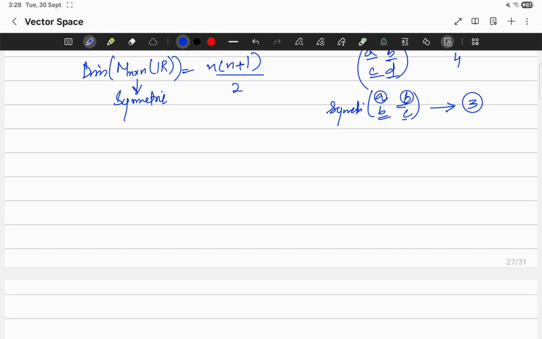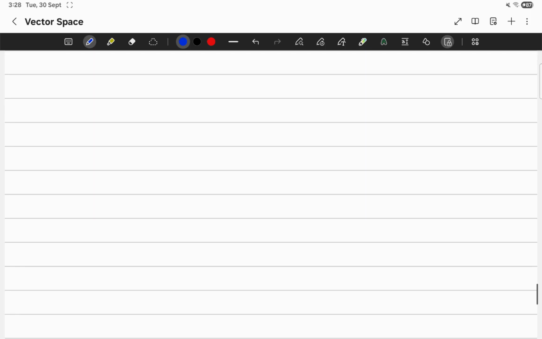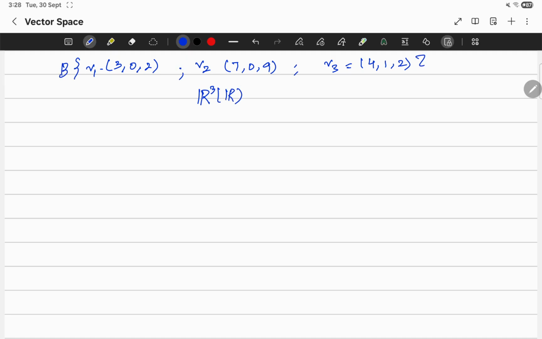Similarly, for example, if you face this question that the given vectors are v1 is 3 0 2, v2 is 7 0 9, v3 is 4 1 2, and you have to show it is a basis for R3 over R. You have to check that this set B is a basis. What will you do? You have to check it is linearly independent. So for linear independence, make these vectors into a matrix. Since you have 3 vectors, you can create a 3 cross 3 matrix.